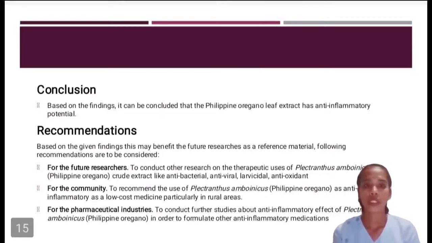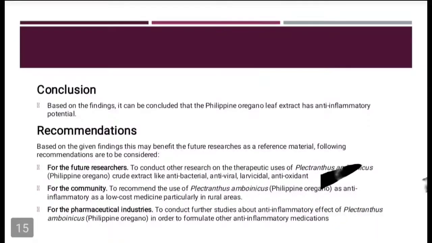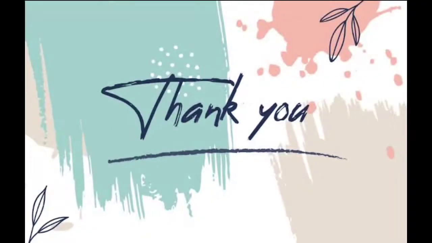For the future researchers to conduct other research on the therapeutic uses of Plectranthus amboinicus, Philippine oregano, crude extract like antibacterial, antiviral, larvicidal, antioxidant. For the community to recommend the use of Plectranthus amboinicus, Philippine oregano as anti-inflammatory as a low-cost medicine, particularly in rural areas.